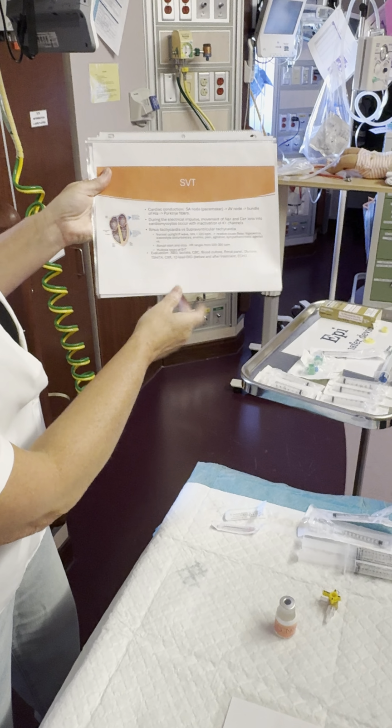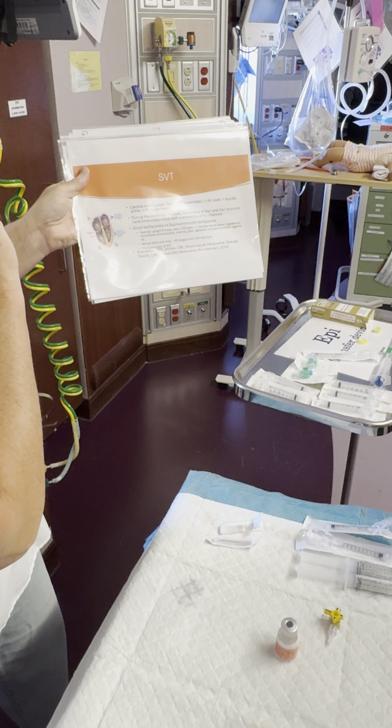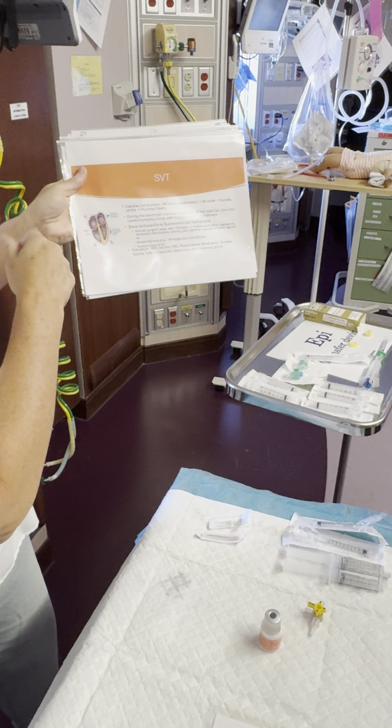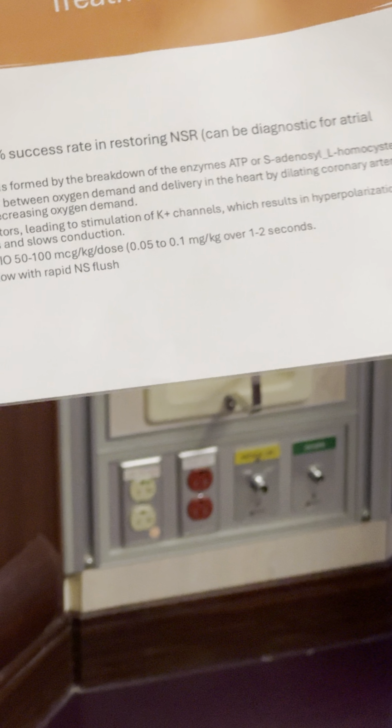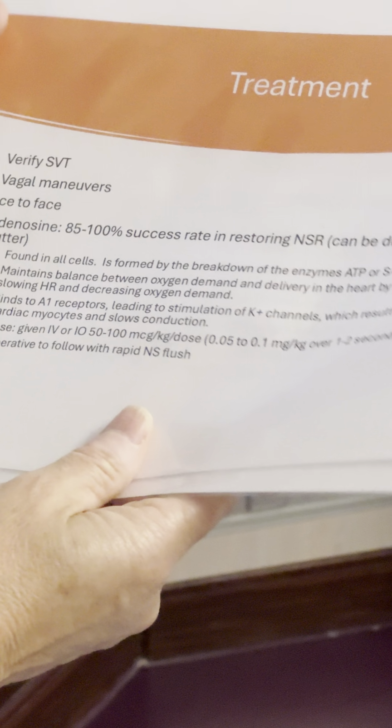So this is the evaluation in terms of what we'll do. Get an ABG, usually a lactate, CBC, blood culture, renal panel, glucose, TSH and T4, chest x-ray, and a 12-lead EKG before, during, and after treatment, and obviously an echo afterwards as well. Okay? So now we've determined, yep, we do have SVT, so what are we going to do?